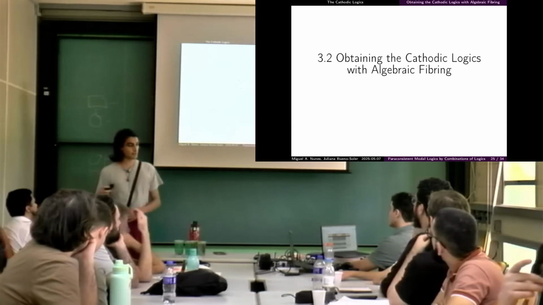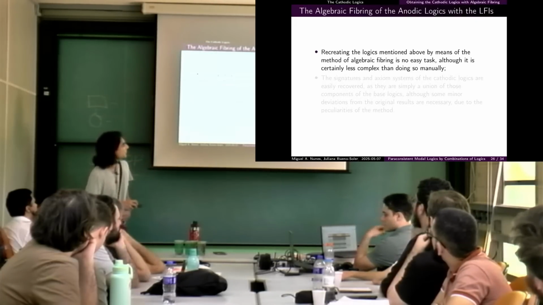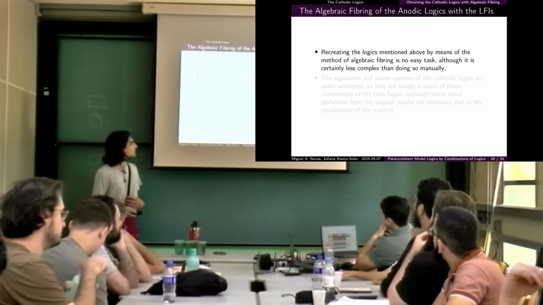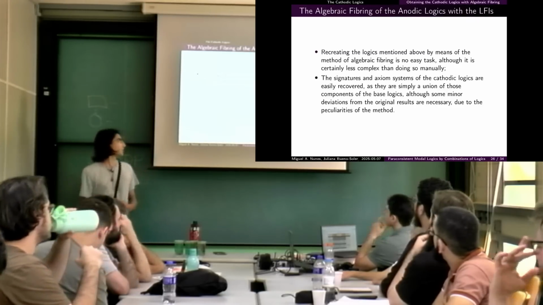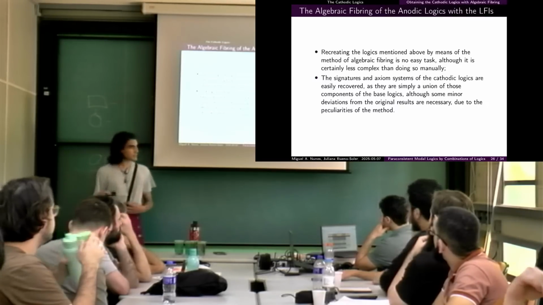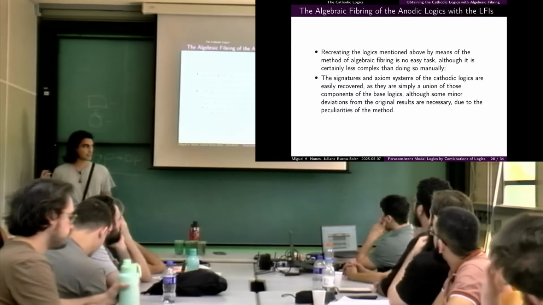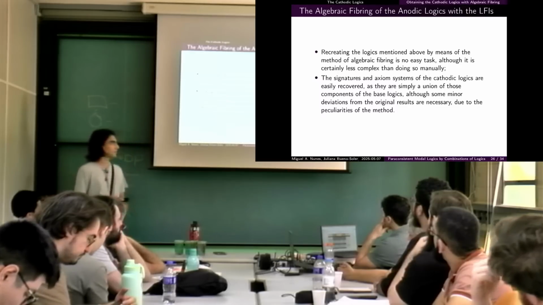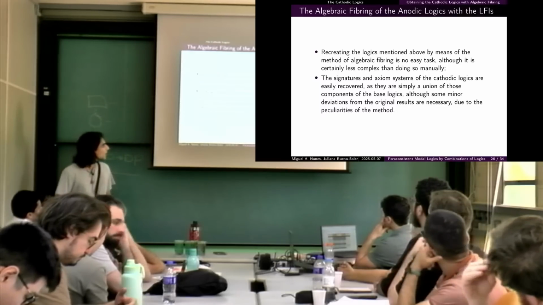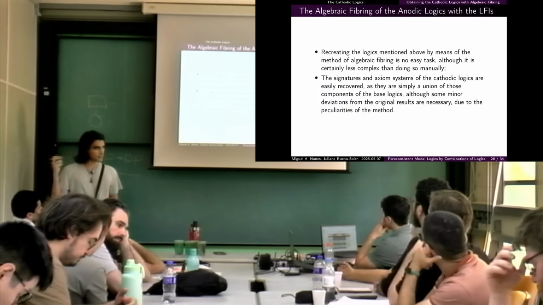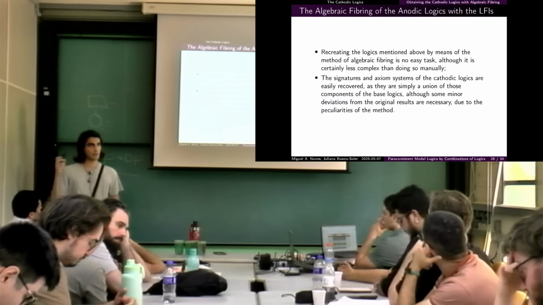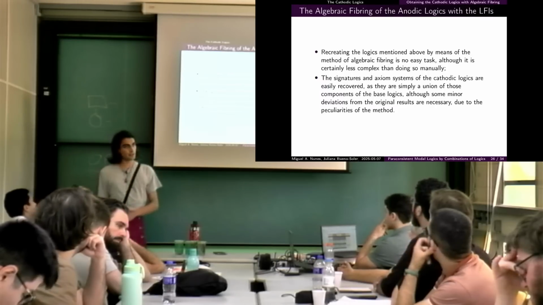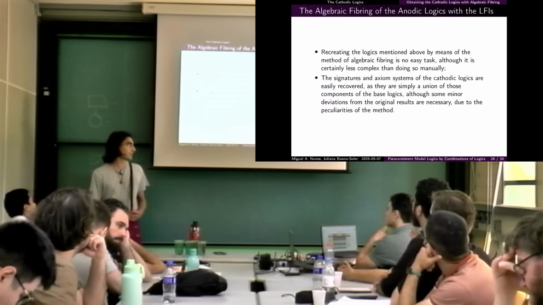So how do we get this with algebraic fibering? Recreating these logics by means of algebraic fibering is not particularly easy, though it's certainly not as complicated as doing so manually. The signatures and axiom systems of the cathodic logics are simply the set theoretical union of the components of the signatures and the axiom systems of the anodic and LFI, partially consistent logics. Though the rules are slightly different from the original definitions because of peculiarities of the method, but it's nothing really big, the difference.